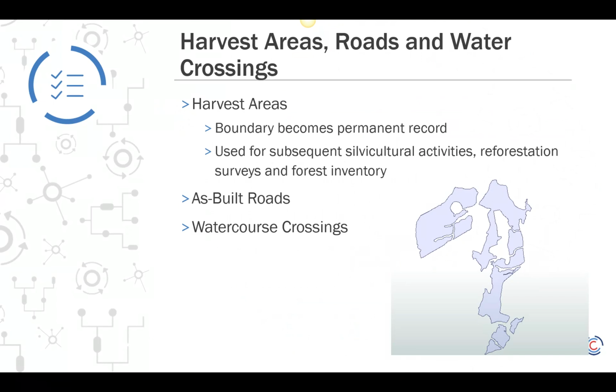So the kinds of information that this first phase of this project wanted to collect. So the idea being that there's several types of information that data providers have to submit, but the portal itself was designed to start with specifically the harvest areas and the silvicultural activities areas. So the harvest areas, the boundary becomes a permanent record, and then it's used for subsequent planning activities and forest inventory and different projects like that. They have to submit also the as-built roads, as well as watercourse crossings.